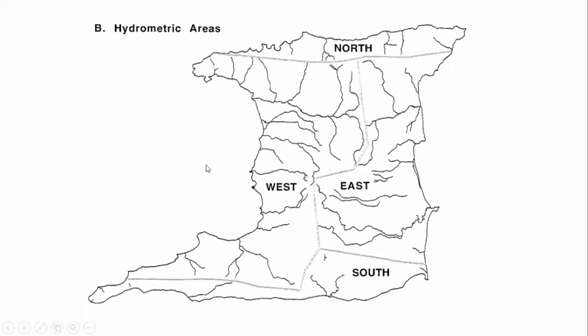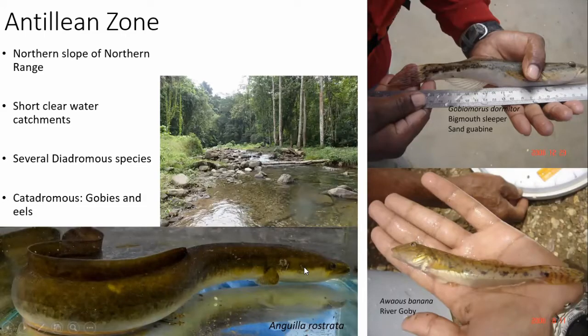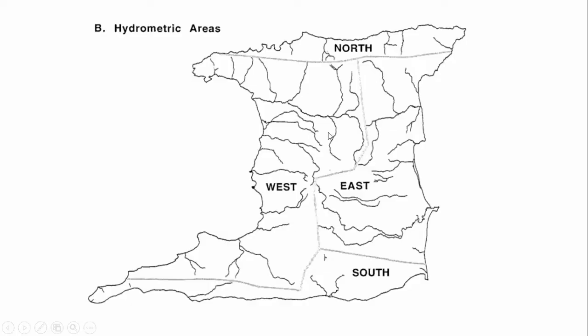So previously, Kenny documented Anguilla rostrata, or eel, American eel, even in the Caroni drainage, in the upper regions of the Caroni drainage. And this was because back then, the water quality in the Caroni drainage was actually enough to facilitate movement of these animals up and down the river system.